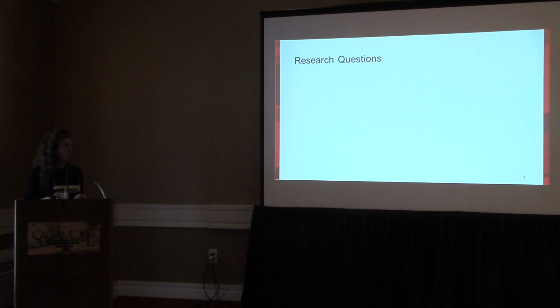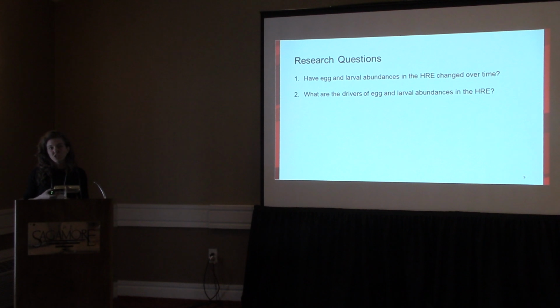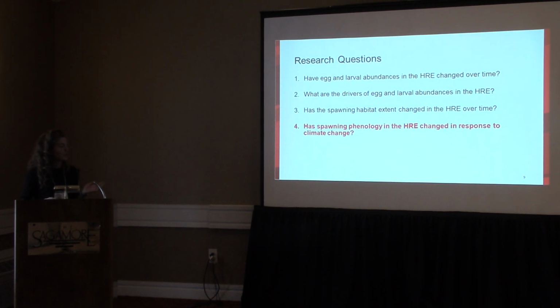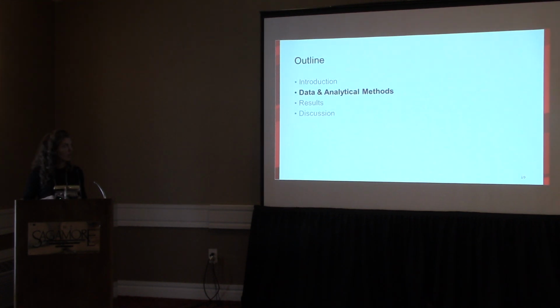So the research questions of this larger project are looking at how egg and larval abundances of bay anchovy in the Hudson River have changed over time, what the drivers of those changes are, so looking at biotic and abiotic drivers. Has the spawning habitat extent changed in the Hudson River? So I've looked at that using habitat suitability index models. And then question 4 is looking at has spawning phenology of bay anchovy in the Hudson River changed in response to climate change. So this is the focus of this talk.